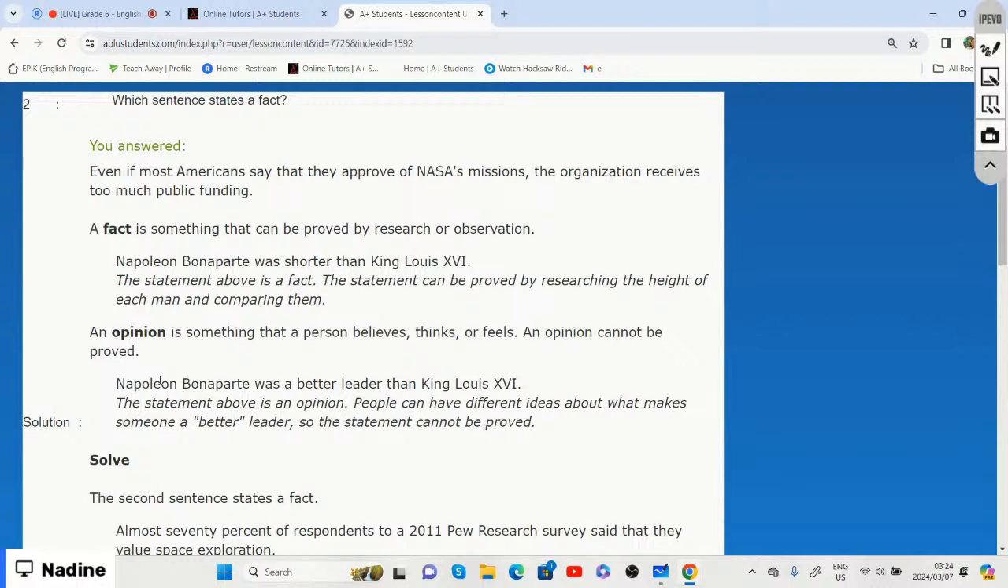All right, then we have an opinion, right? And an opinion is something that a person believes, thinks, or even feels. An opinion cannot be proven, right? Because remember, if I give my opinion on something, then I'll say things like, I think that, you understand? So once you already said, I think that, that means that this is now my opinion on something, not facts, right?